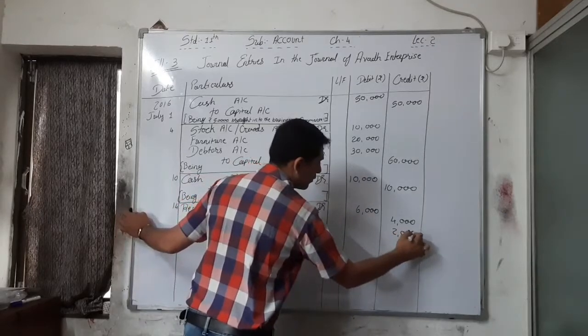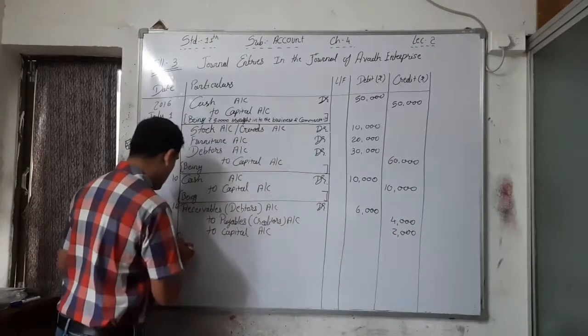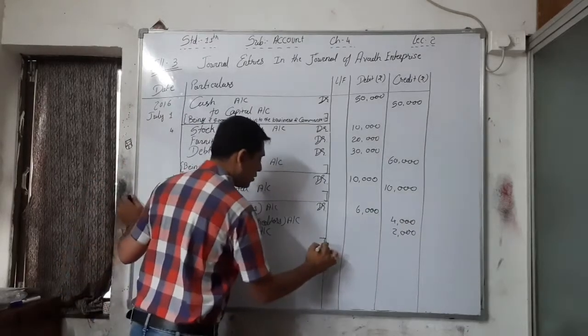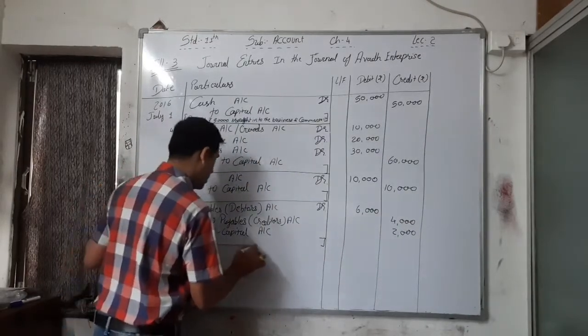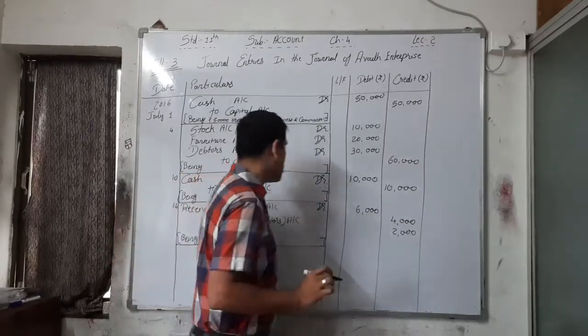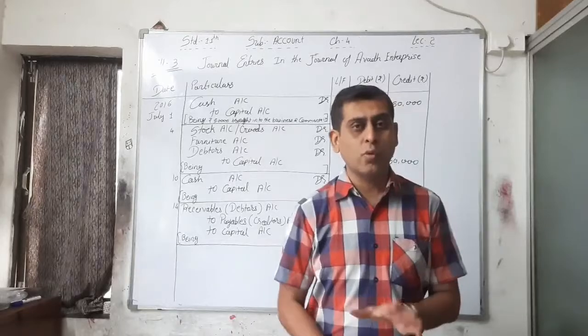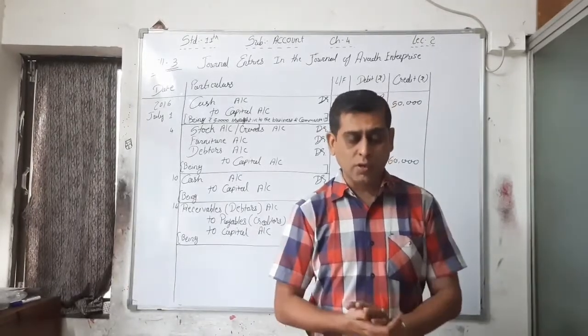And you have to write a narration: being receivables of rupees 6,000 and payables of rupees 4,000 brought into the business. Nothing else. You have to write like this. Okay, so it is very easy.